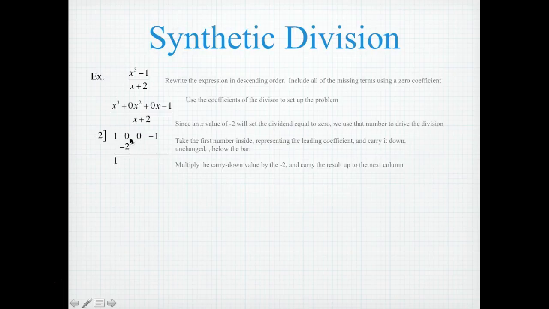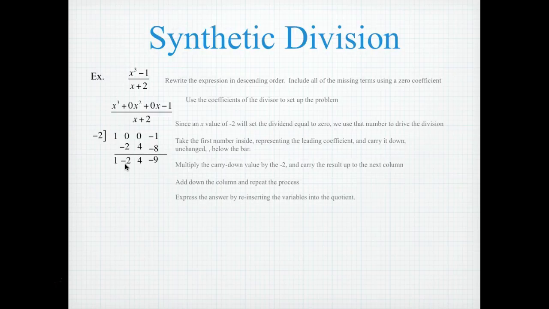After we multiply, we always add down. So 0 plus -2 gives us -2. And again, any number that gets written below the bar gets multiplied by -2 and brought over to the next column. So -2 times -2 is 4. Then we add down. 0 plus 4 is 4. Now the 4 has to get multiplied by -2, and that gives us -8. -8 and -1 gives us -9. And you'll notice there are no more numbers left, so we've completed the process of synthetic division.